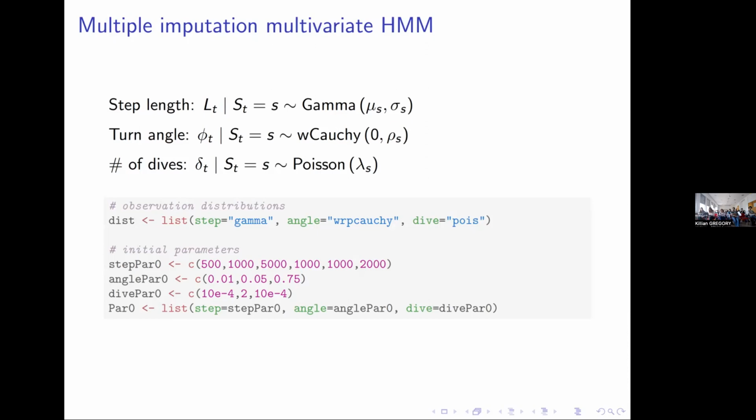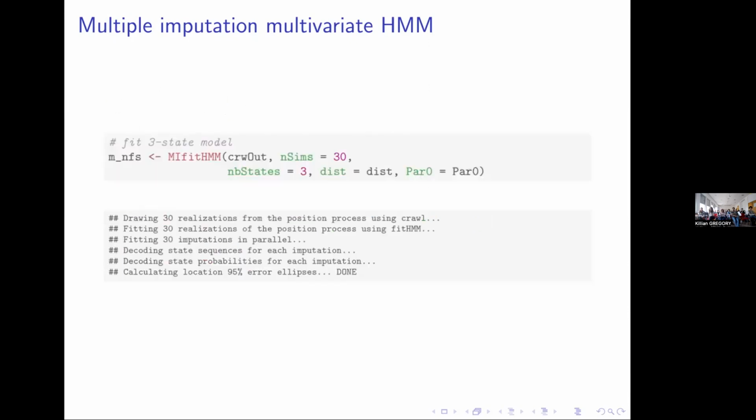Okay, so as before, we just specify the distributions that we want. And in momentuHMM, everything is just a list. So all the different arguments that you can specify in the main functions are just lists where you identify what you want for each data stream. So in this case, we have 3 data streams. Then we get our initial values. Don't ask me how I got those. And then we specify just our list for those initial parameters.